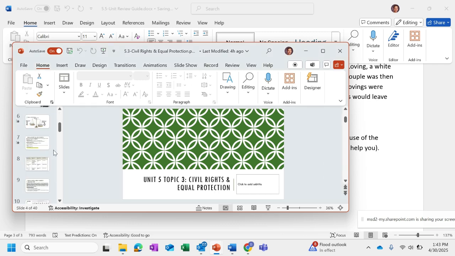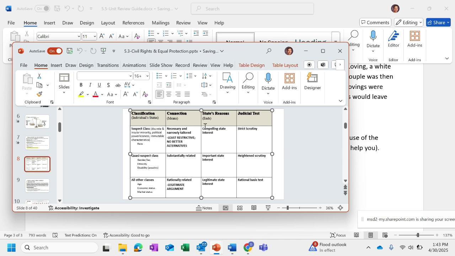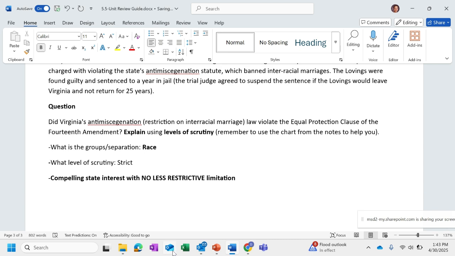So I have the chart here, okay? Strict scrutiny means that they need to show that they have a compelling state interest in stopping African Americans and white Americans from getting married. And whatever that compelling interest is, there's no least restrictive alternative to doing this. So strict scrutiny means show a compelling state interest with no less restrictive way.